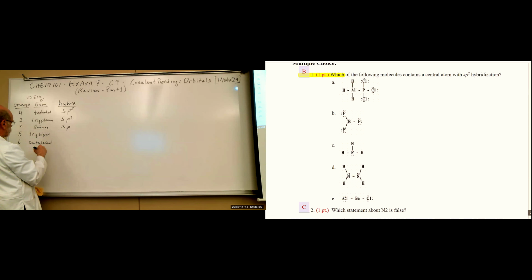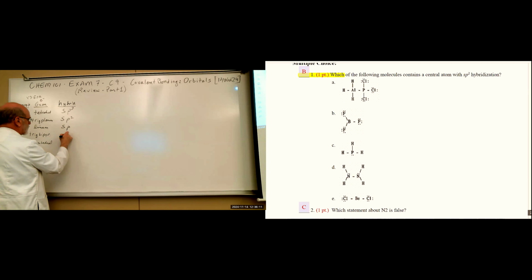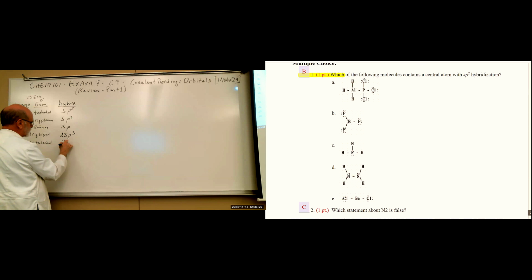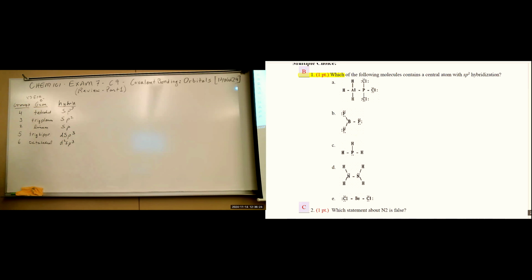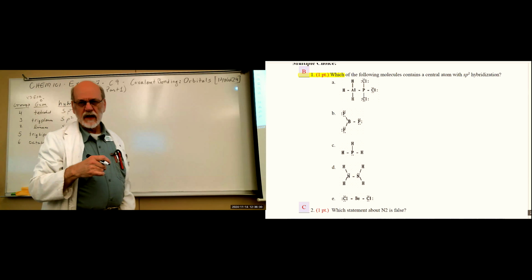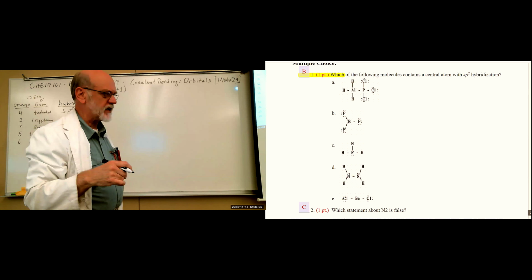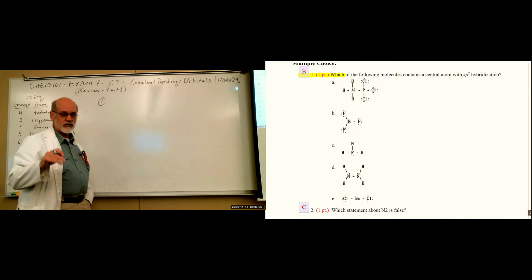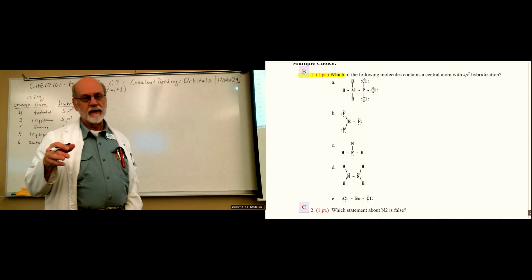And then trigonal bipyramid, we can only have 4 from the S and the 3 P's, so we have to add a D to get the 5 groups. And octahedral, we add 2 Ds. So that's the pattern. That makes it easy to answer this question. Which one has sp2 hybridization? sp2 is trigonal planar, which means 3 groups around the central atom.